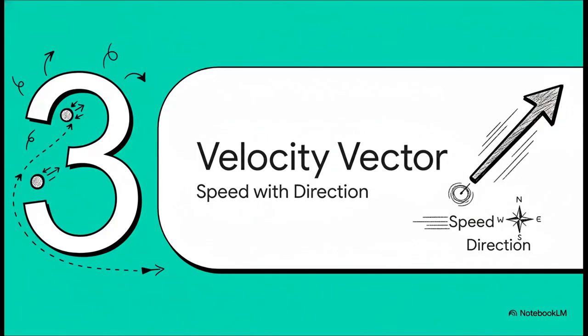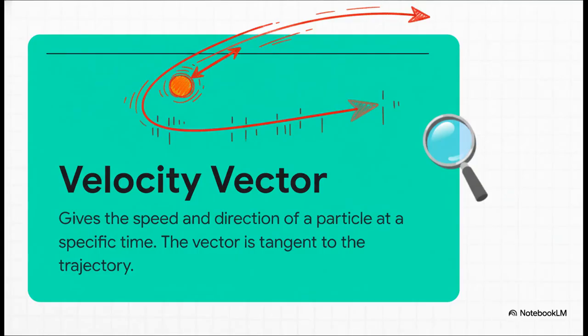All right, let's grab our next tool and see how this all builds together. We know where an object is, and we know its change in position. But how fast is it going? And crucially, in what direction at any given moment? This is where we need to talk about velocity. The velocity vector is basically a snapshot. It tells you exactly how fast you're going and in what direction at one specific instant in time.